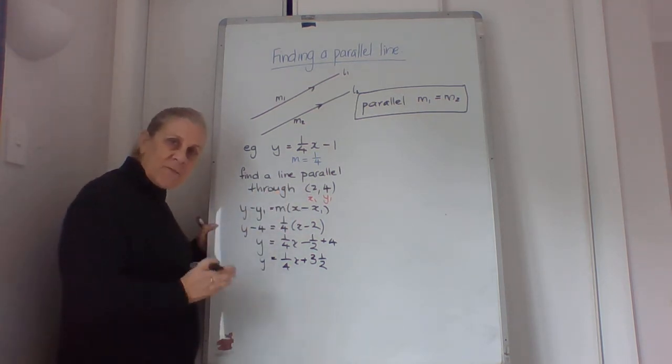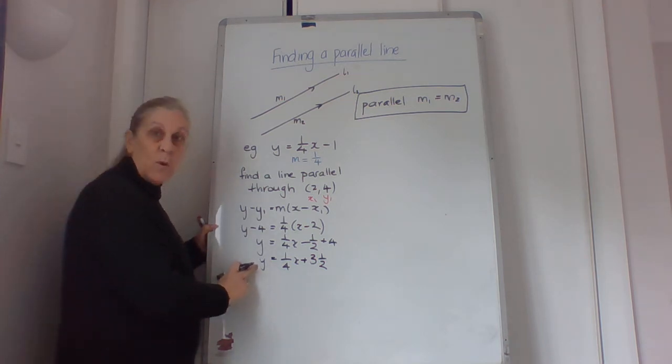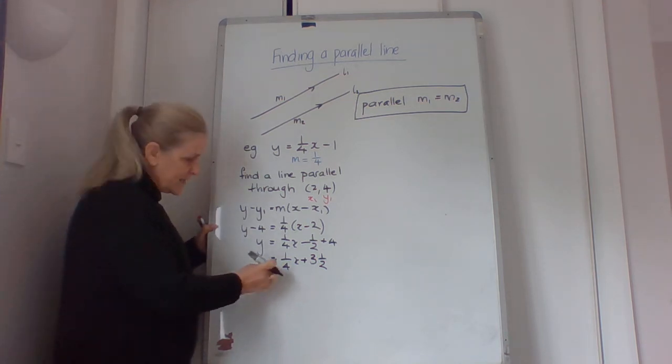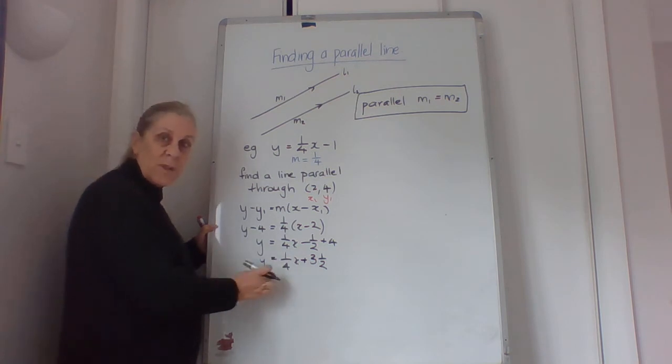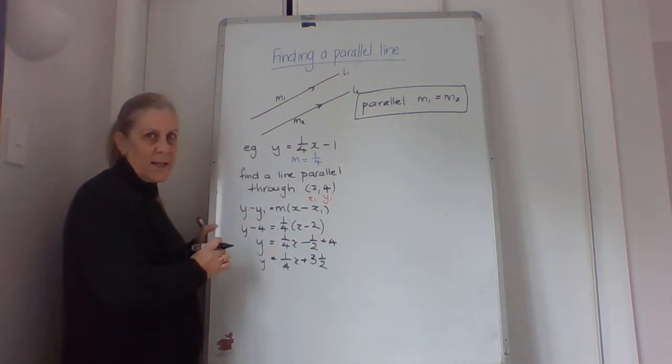Guys, can I just emphasize at this point, to have an equation of a line, you must start it with a y equals. It has to have x and y in it with an equals sign. There is another way of writing it. We're going to have a look at that now.